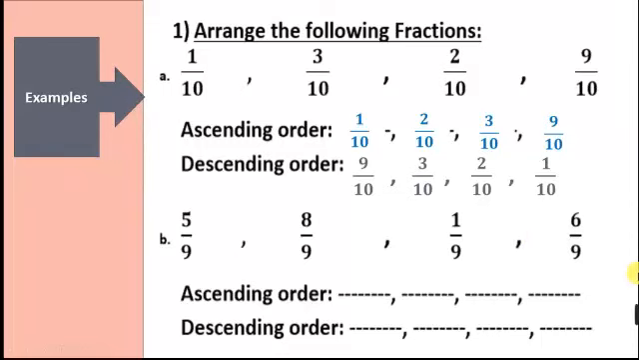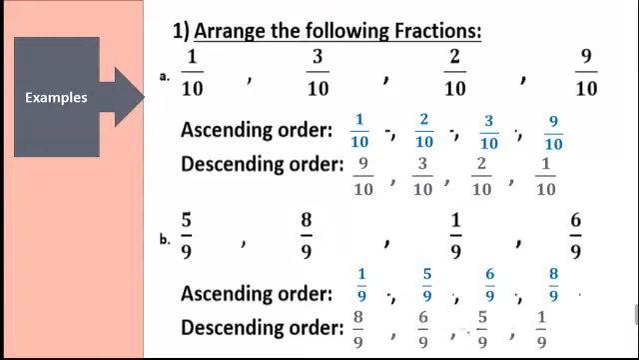Again, the same denominator. Cancel them all. Now we have 5, 8, 1, and 6. Ascending order from the smallest: 1 is the smallest, then 5, then 6, and then 8. So we arranged them in ascending order. Descending order, we will do the opposite: 8, 6, 5, and 1.